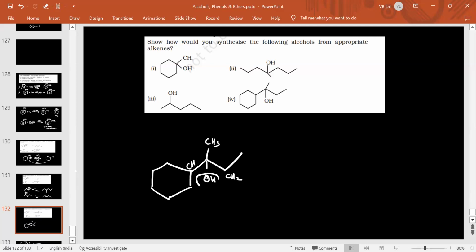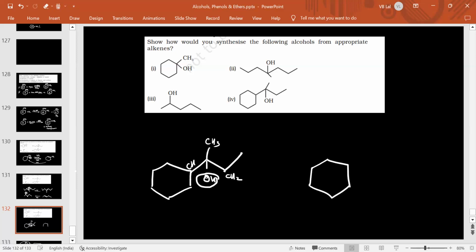So OH will go from here. H should go from the adjacent carbon atom. So where will H go from? Poor becomes poorer. So H will go from the carbon which has least number of hydrogen atoms. This carbon has 2, this carbon has 3, this has only 1. So this hydrogen will be lost. So what will be the product?